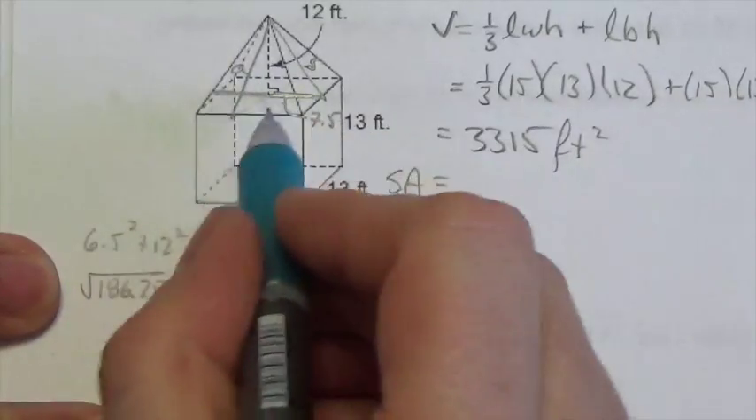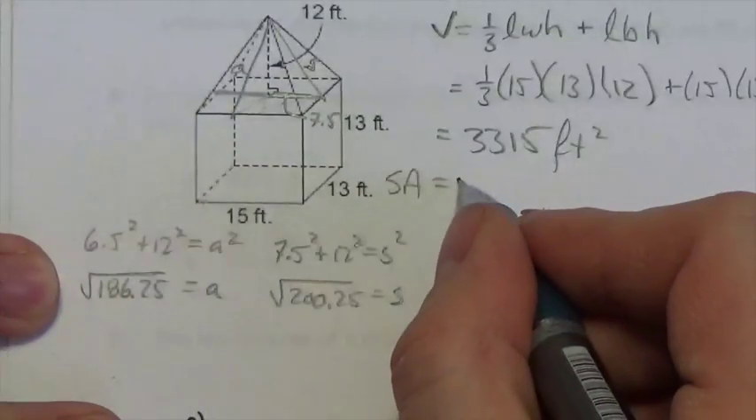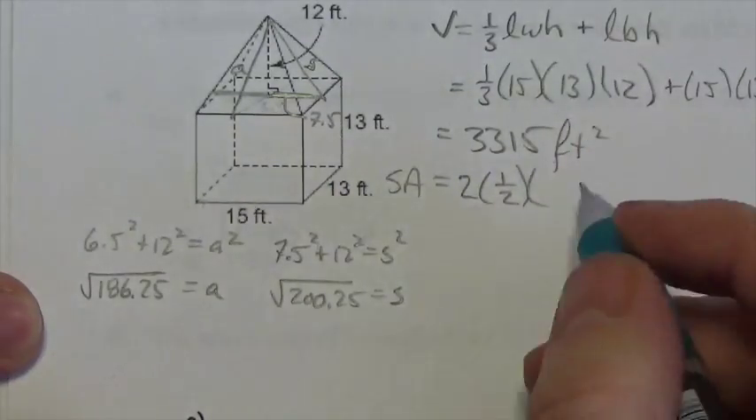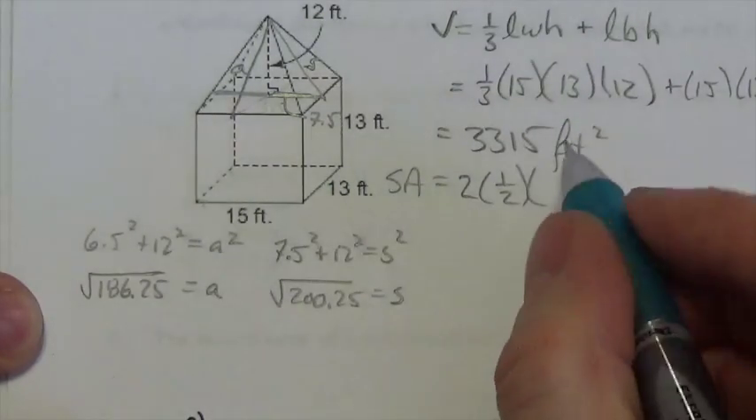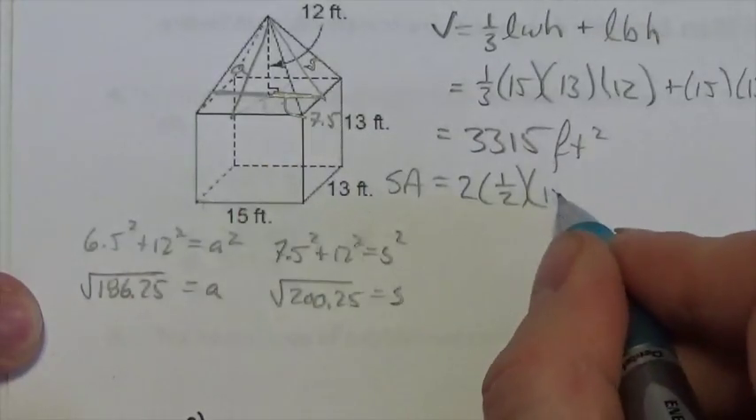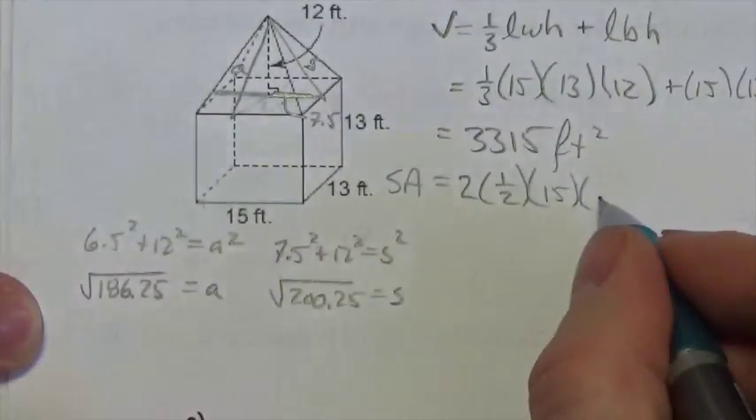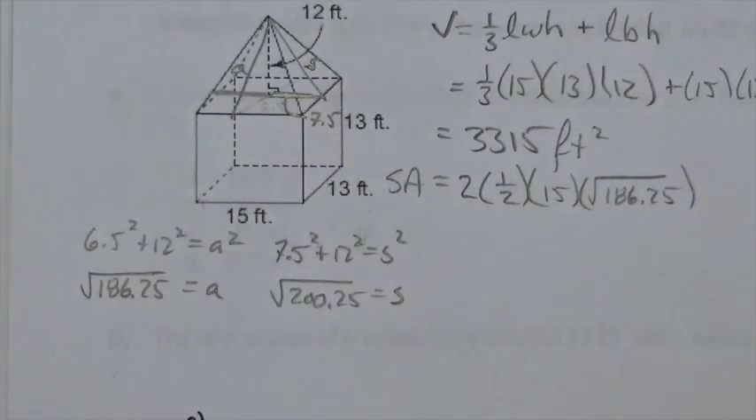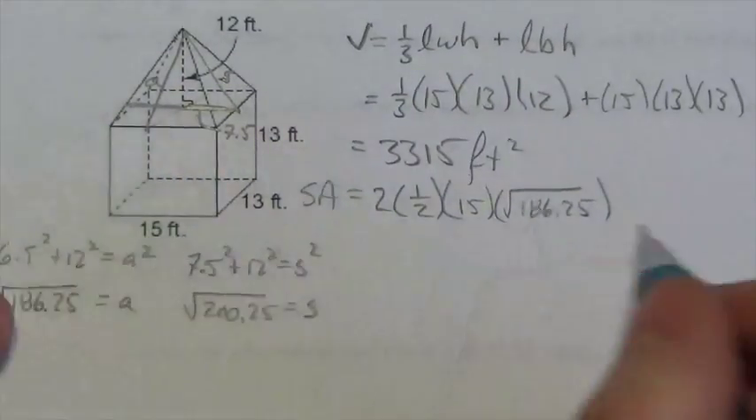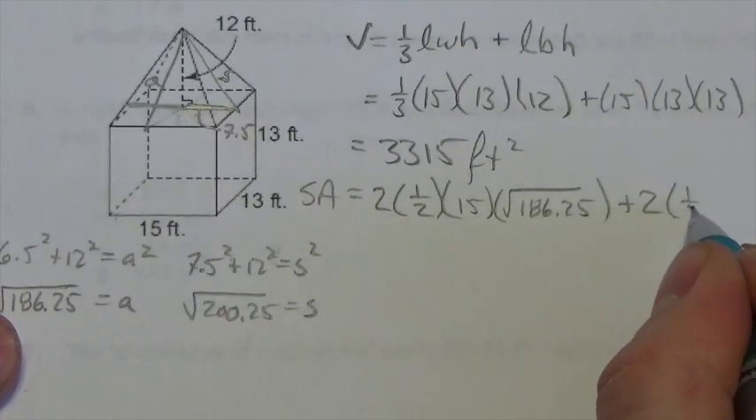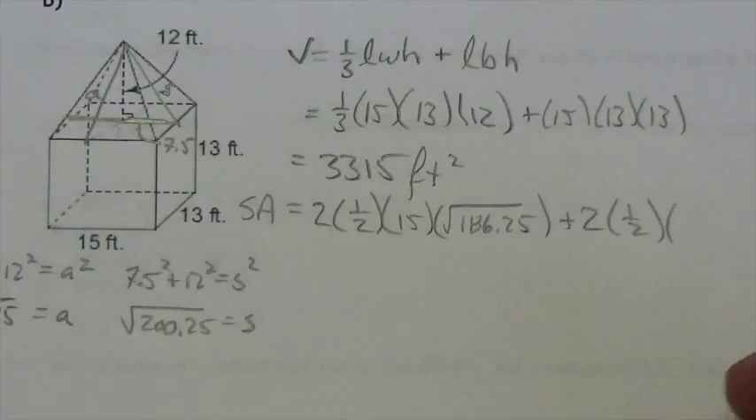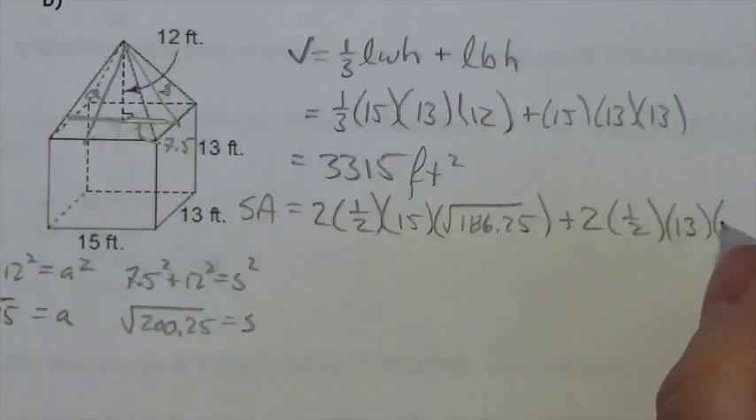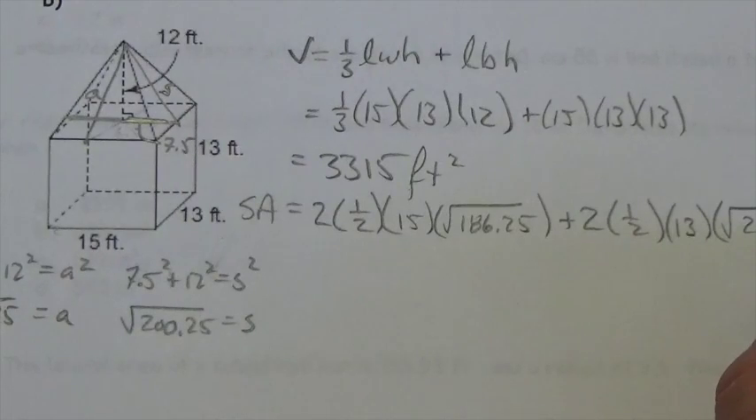So now, here we go. I have got two triangles that correspond to that front one. So it's going to be 2 times 1/2. And I could have simplified that, but it's not bad to see that every once in a while. The base is going to be 15, and the slant height here we discovered was the square root of 186.25. Okay, now we've got the other two triangles, so it's going to be 2 times 1/2, and again, I could have simplified that, but whatever. The base in this case would be 13, and the slant height here we discovered was the square root of 200.25.